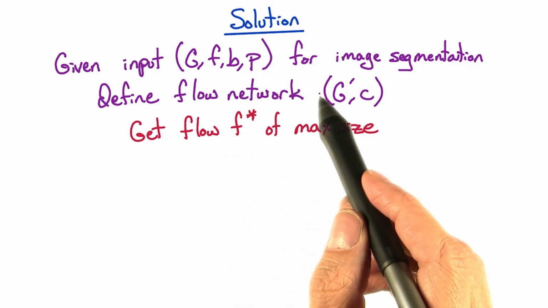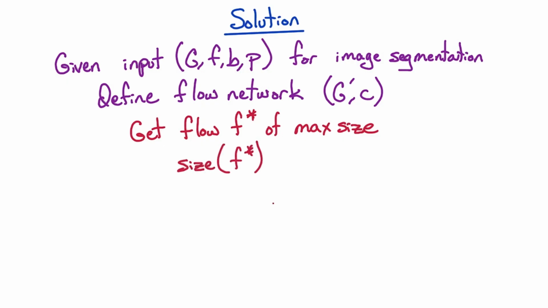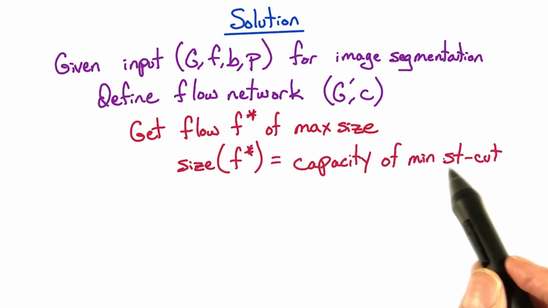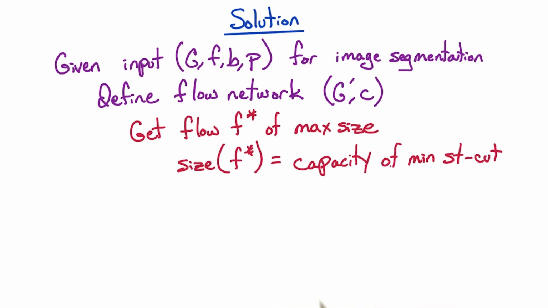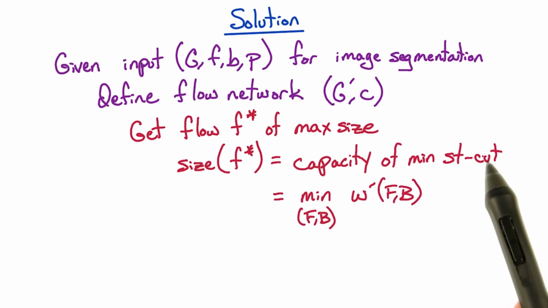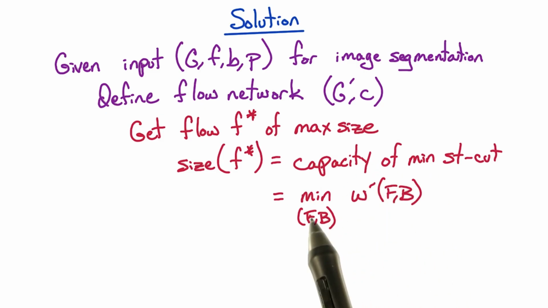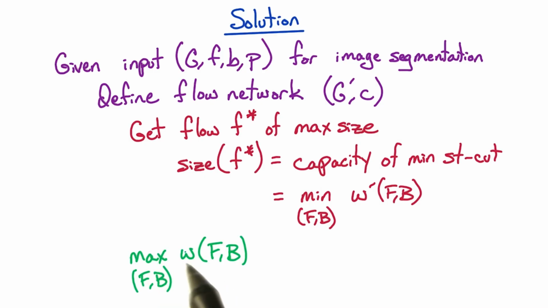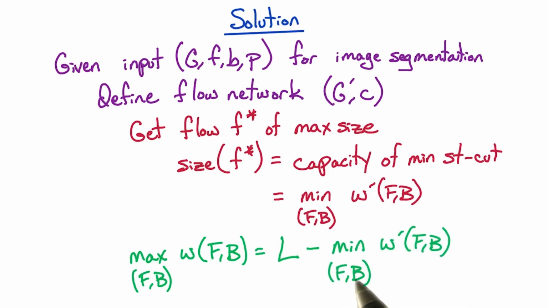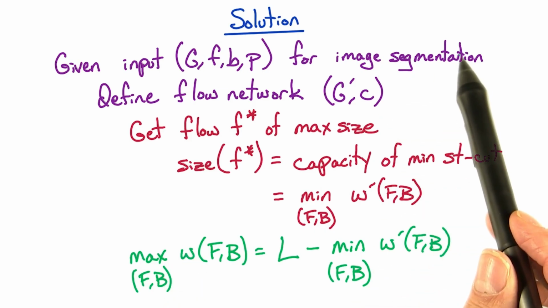Then we run max flow on this flow network, and we get a flow F star of maximum size. Now the size of this max flow equals the capacity of the min ST cut. This is the max flow min cut theorem. And in fact, we can take this max flow and construct a cut of minimum capacity. And we just saw that the capacity of a particular ST cut equals the weight W prime of FB. Therefore, by finding the cut of minimum capacity, it's equivalent to finding the partition of minimum weight W prime. Now, our original problem was to find the partition of maximum weight W. Well, this is the same as capital L, this normalizing factor, minus the min over partitions of W prime. So if we find the partition which minimizes W prime, that's the same partition which maximizes W. And therefore, we've shown how to solve the original image segmentation problem using the max flow problem.